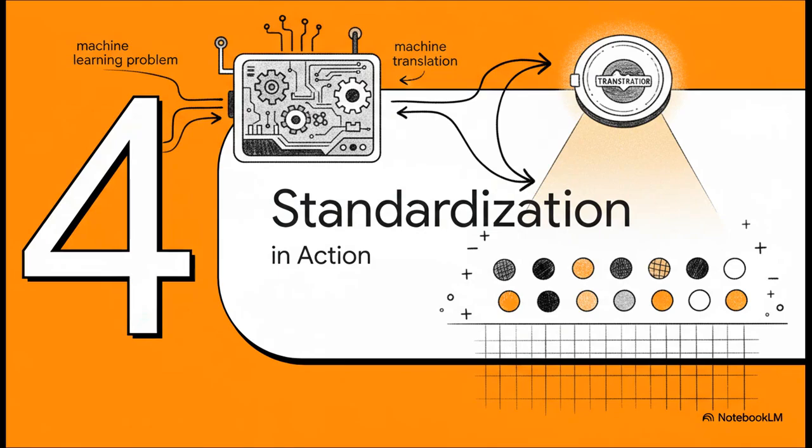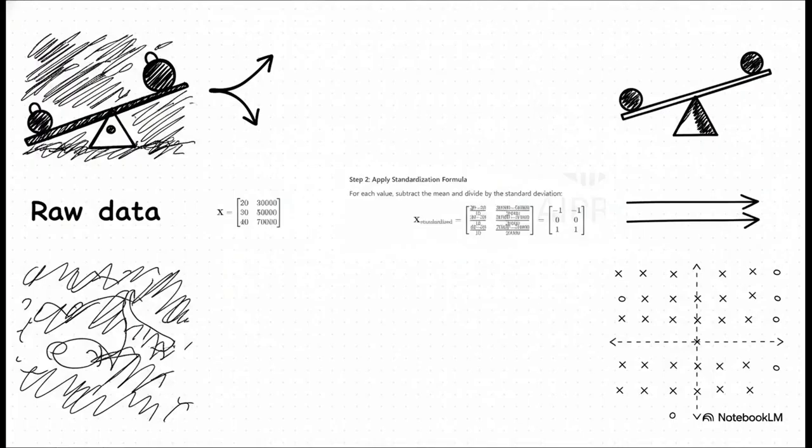Okay, so theory time is over. Let's see what happens when we actually put this universal translator to work on that tricky machine learning problem from earlier. This is where we see standardization in action. Just look at this transformation. It's incredible. On the left, you've got the raw data, right? Age and income living on completely different planets.